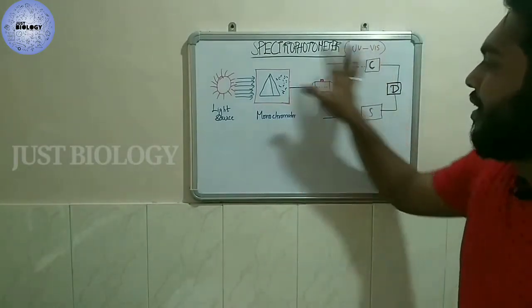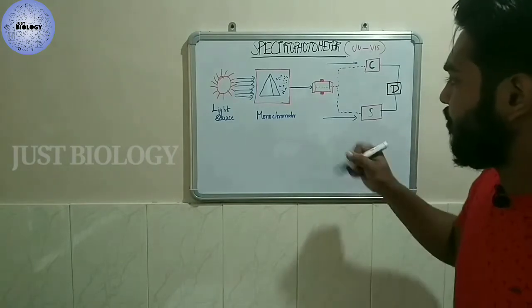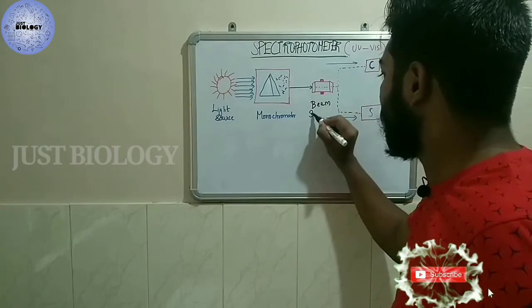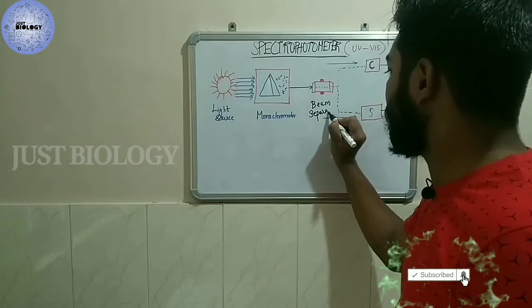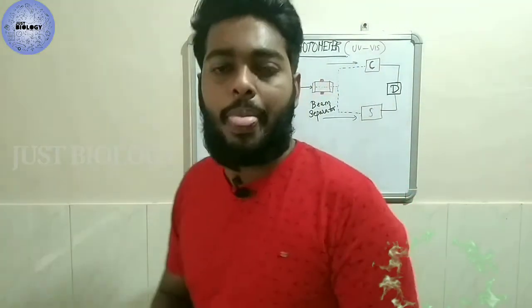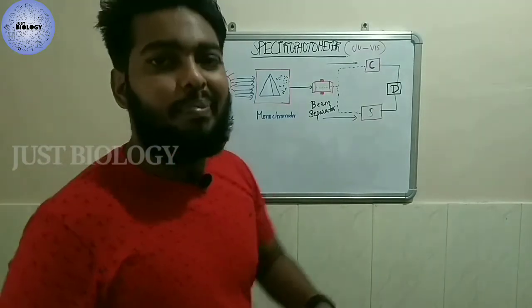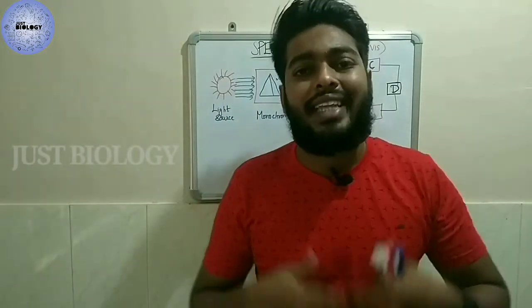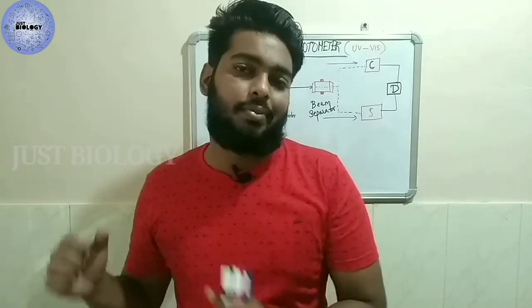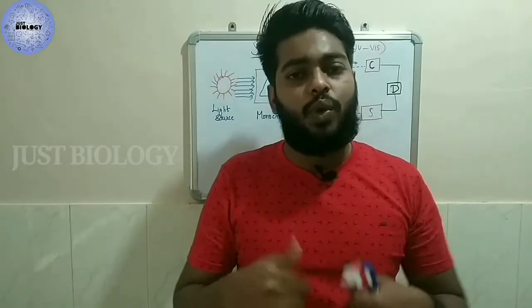So this is a schematic representation of the, actually I'm supposed to write it here, this is the beam separator. So this is the schematic representation of the spectrophotometer. Then we'll move on to the principle: how this process takes place and on what basis the process takes place inside the small cuvette. That is the important part which we want to discuss.